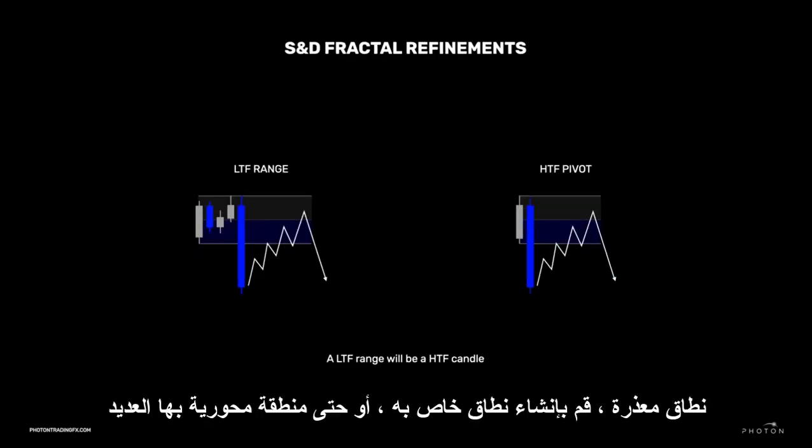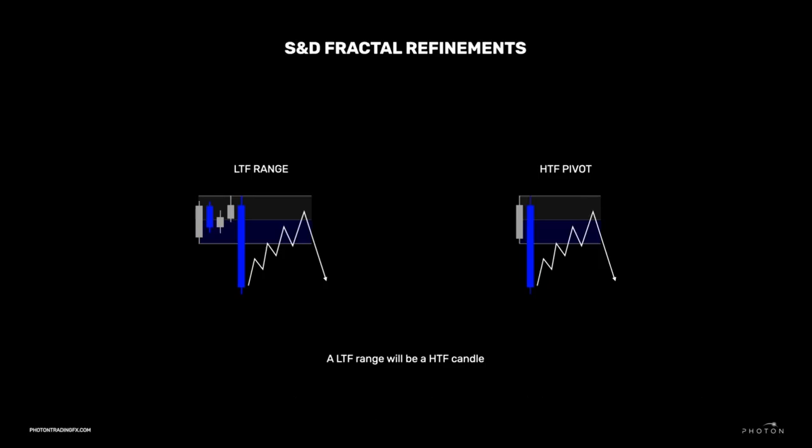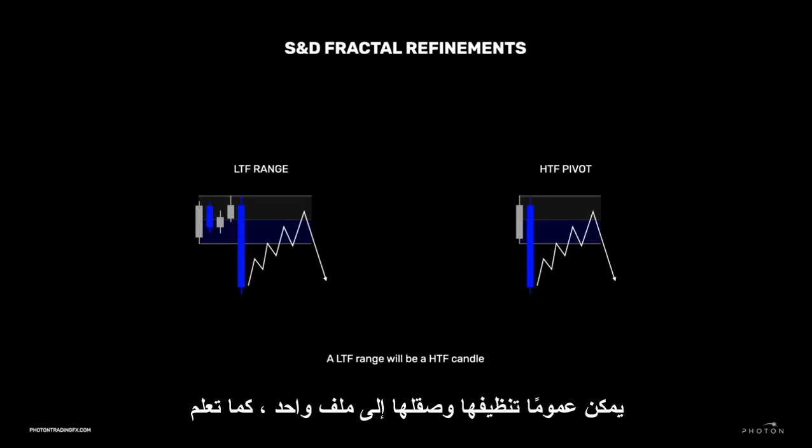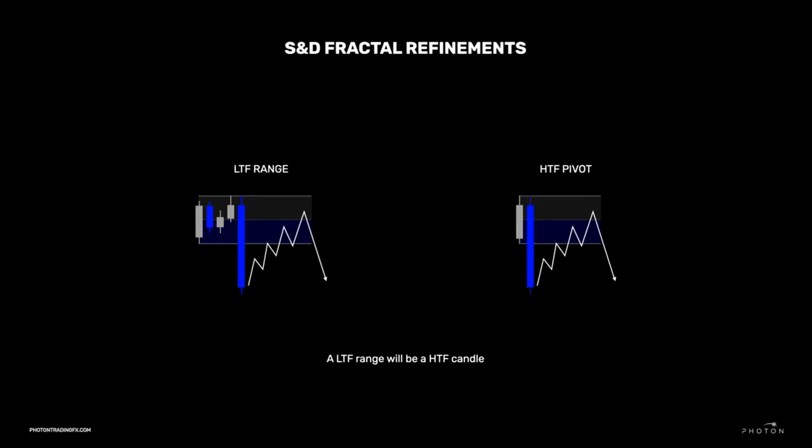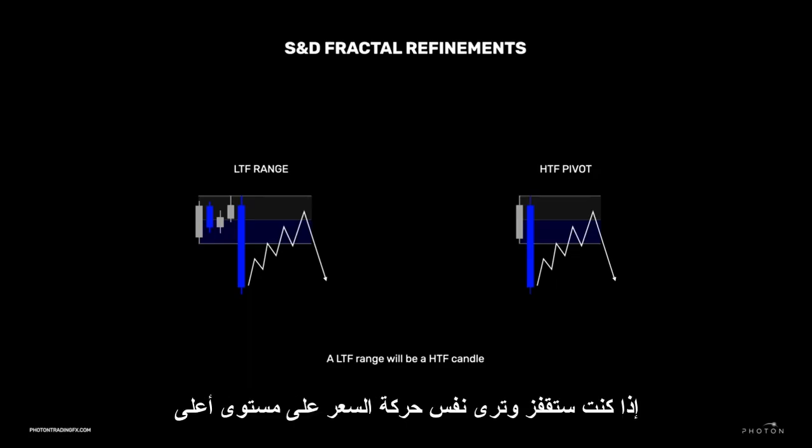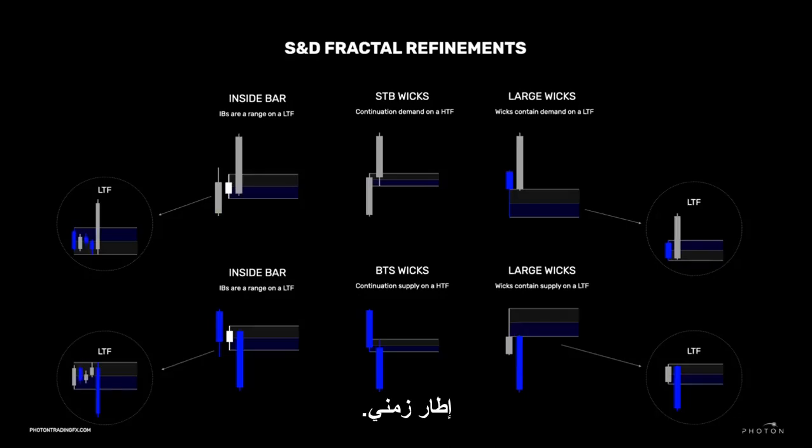So a range created zone, or even a pivot zone that has multiple candles, that will essentially be a pivot on a higher time frame. So that lower time frame range can generally be cleaned up and refined to a single candle if you were to jump up and view that same price action on a higher time frame.